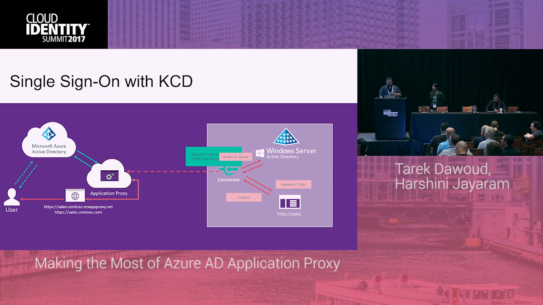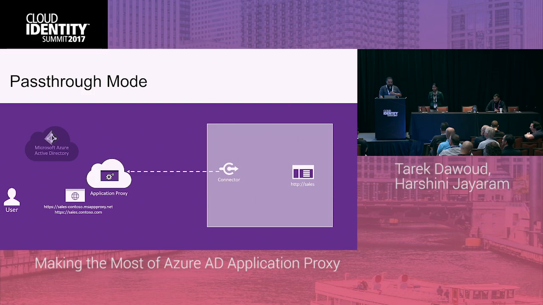The other flow we have is the pass-through mode we mentioned, and in this case, there's no authentication to Azure Active Directory or to Active Directory on premises. So the user goes to the URL, the proxy service finds a proper connector, and requests are sent to the app, which streams the content back. If the app publishes a login form, the user sees a login form. If the app is just streaming content, the user sees the content.